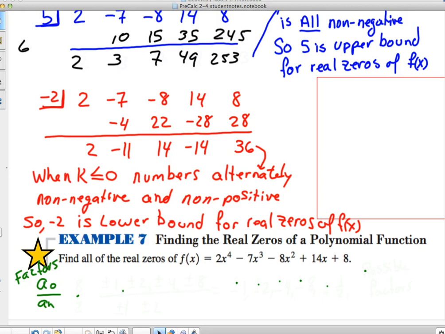When k is less than or equal to 0, numbers alternate non-negative and non-positive. Boy, I still can't write that. It should have been numbers alternate non-negative, non-positive. Let's see if I can actually make that fix. Non-positive. So -2 is a lower bound for the real zeros of f of x. And we're talking about real zeros, okay, as we go through. So we're talking about, you know, rational, irrational, they'll both be covered in that range.